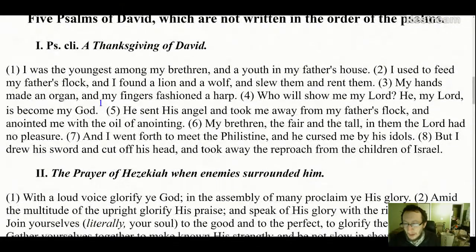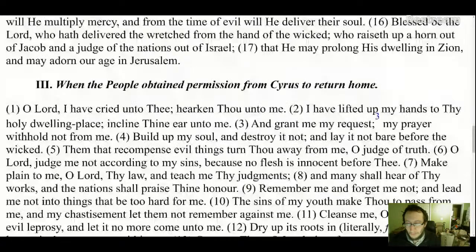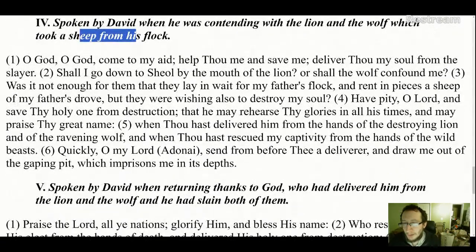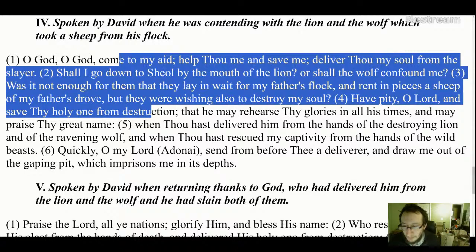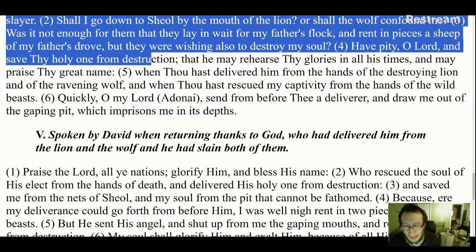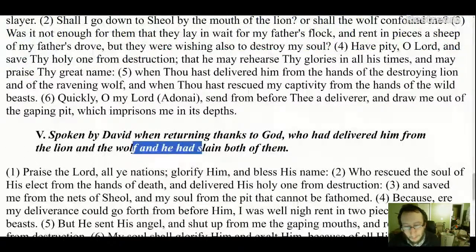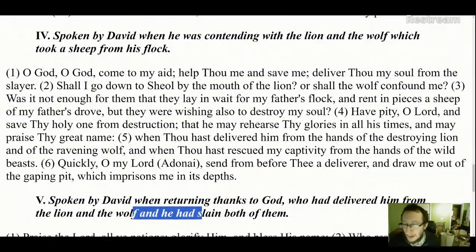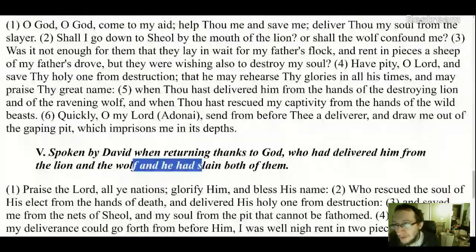All right, let me share the screen now. All right, so we have here, spoken by David when he was contending with the lion and the wolf, which took a sheep from his flock. Okay, so that would have been when David was young. And spoken by David when returning thanks to God, who delivered him from the lion and the wolf. And he had slain both of them. So that would have also been from the book of Samuel the seer.